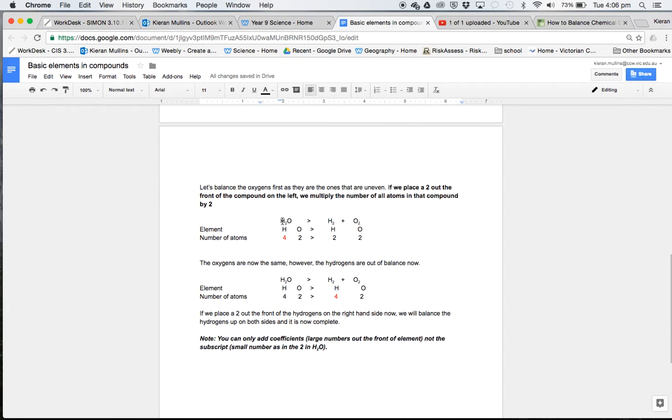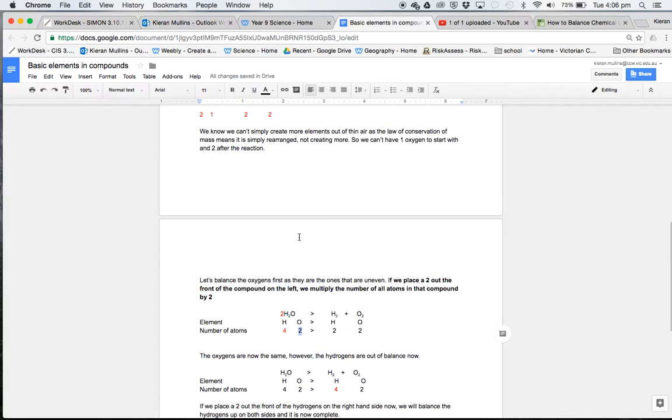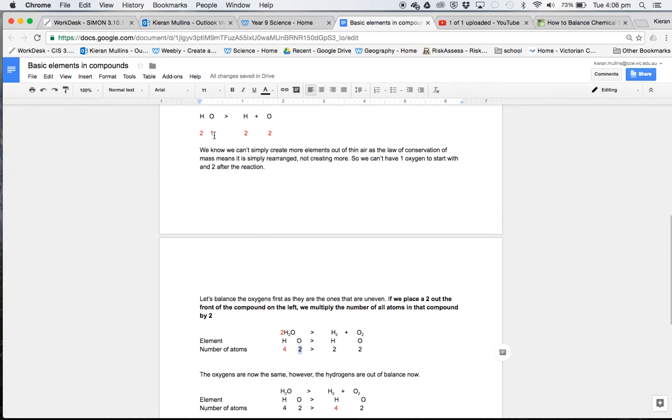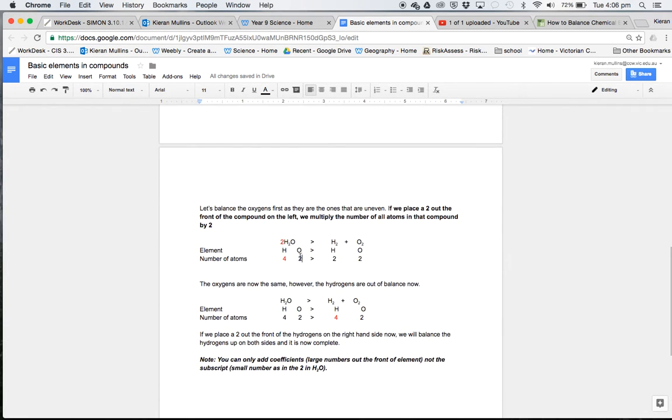So I've got my magical 2 at the front. I'll just highlight that in red to show you what I've actually done. Put a 2 in place here. So now when I look at this, I go hydrogens, I had 2 to start with, and then I multiply that by 2. So I've got 4 hydrogens now from adding this 2 in. But my oxygens are good. So I've got the 2 oxygens now, whereas before I only had 1. Now my oxygens are right, so that's matched.